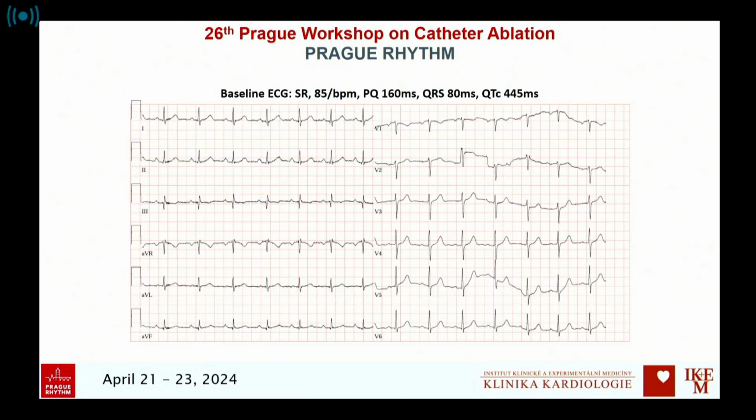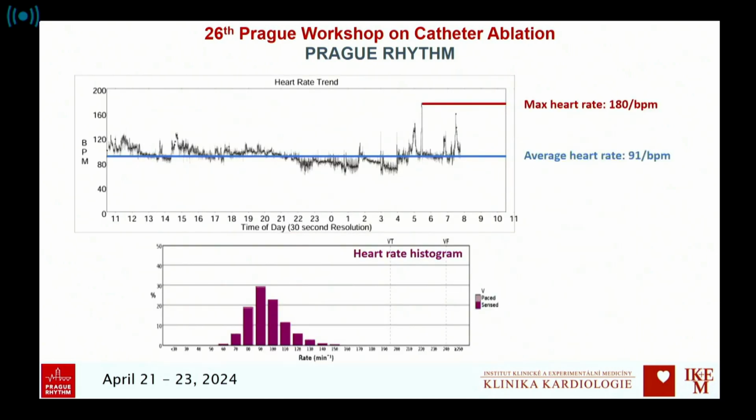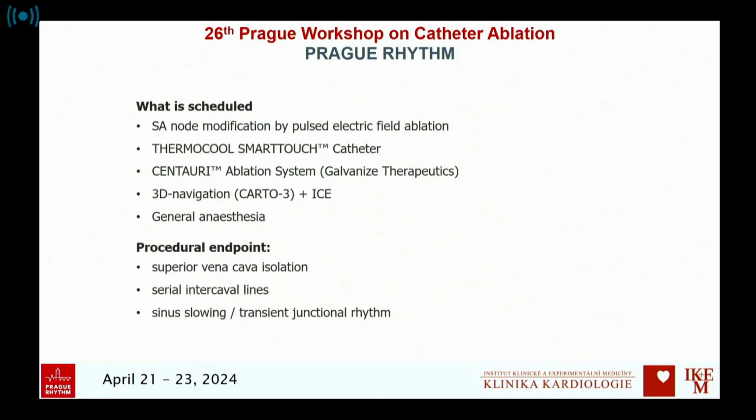Next slide. This is baseline ECG of patient with normal sinus rhythm and heart rate about 85 beats per minute. Next slide. And these 2 pictures demonstrate heart rate trend and heart rate histogram from ICD. Average heart rate is about 91 beats per minute and max heart rate 180 beats per minute. Next slide. And what is scheduled in this procedure?